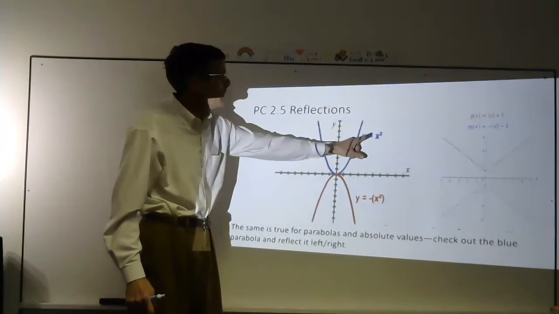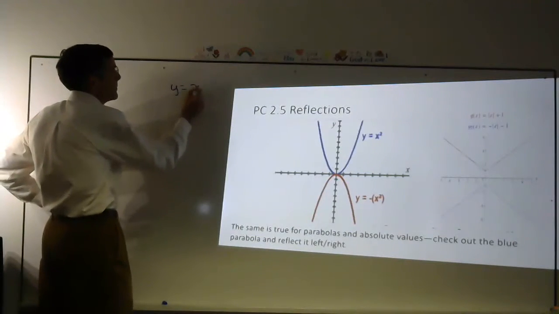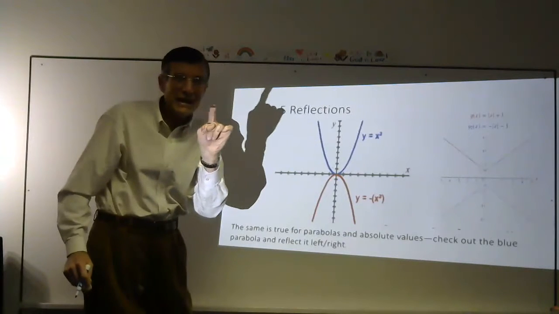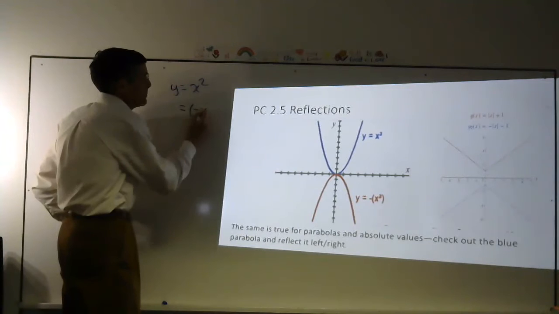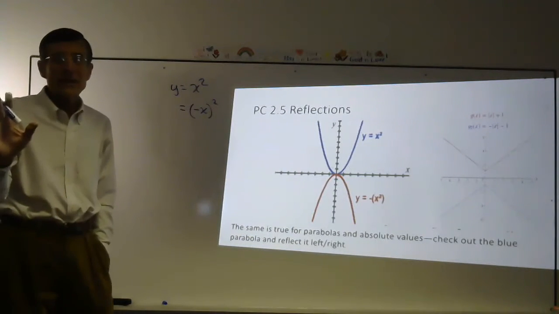Now, what if you were to take y equals x squared, the blue parabola, and if you were to put the negative sign in with just the x? If you were to put a negative sign in with the x, well, we just talked about that.